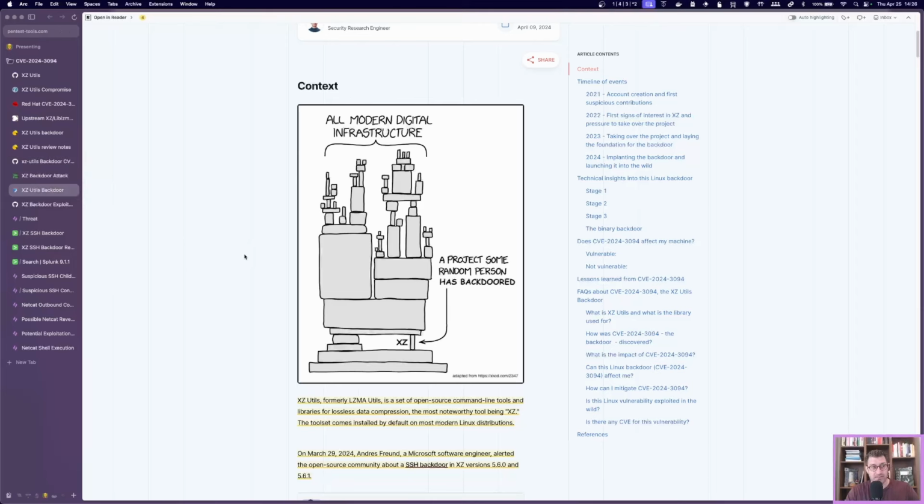Since 2021, this user had been building trust to get to the point of being able to get this backdoor in place, and was very close to getting it into stable versions. Luckily it was detected before then. So this is a pretty scary example of what could be happening in other projects, so definitely something to put in your threat model and think about. But yeah, a very interesting story to read.